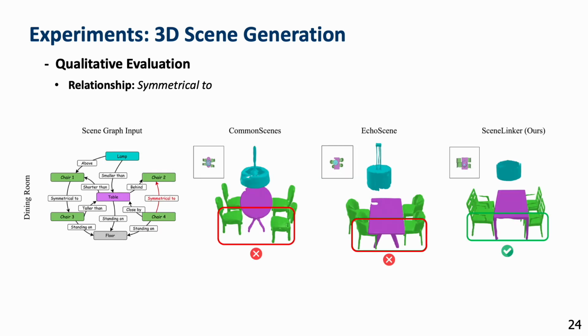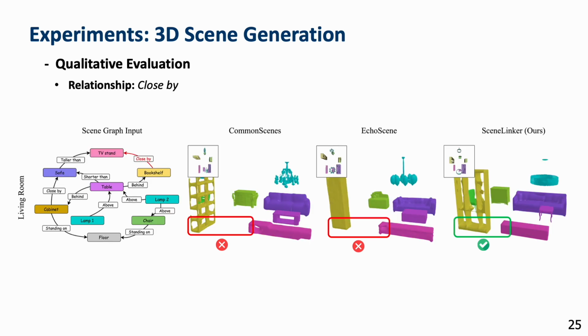Next, we show qualitative results. The scene graph is shown on the left, and the corresponding generated 3D scene is displayed on the right. For example, in scenarios with symmetrical relationships, our approach produces scenes that better satisfy the target relationships compared to prior methods. As another example, even in scenes with closely spaced relationships, our model generates a coherent layout in the 3D scene that consistently satisfies each target relationship.